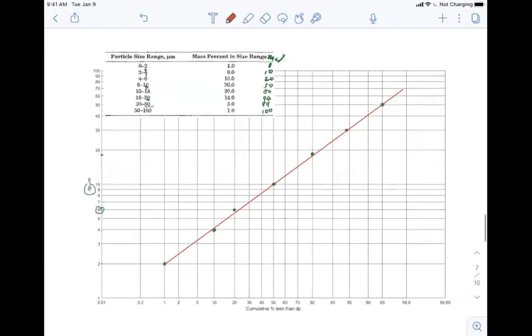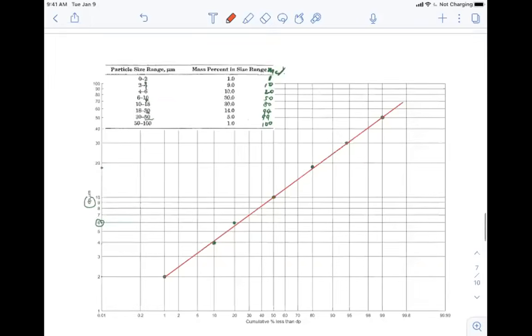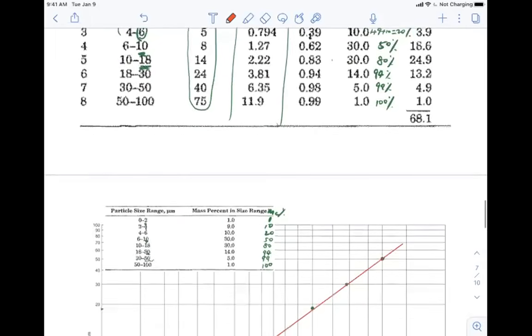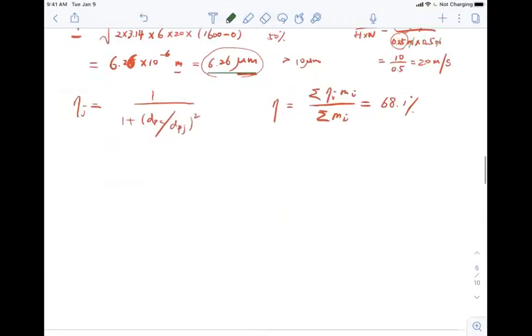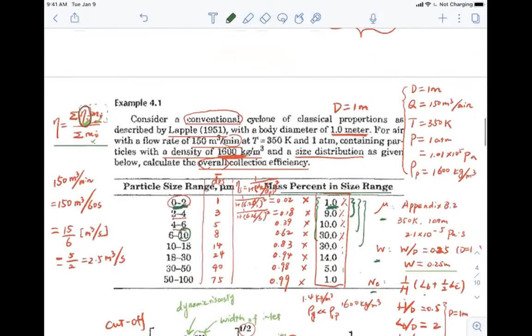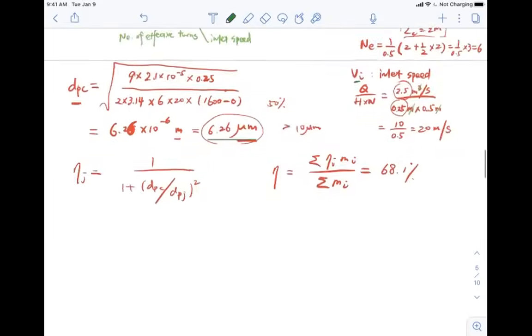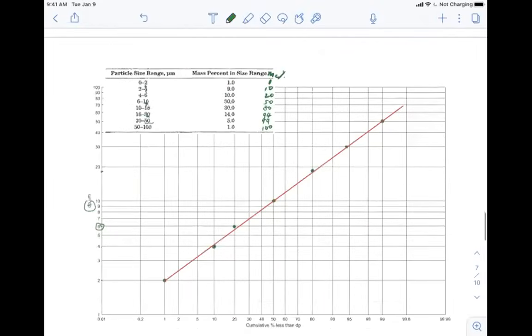So basically what I'm trying to say is that when we analyze the overall efficiency of a cyclone, it doesn't really need this table here. Remember, this problem gives us this table just for simplicity, to calculate the overall efficiency. But as a matter of fact, we don't really need this table. What we need is just a semi-log plot.